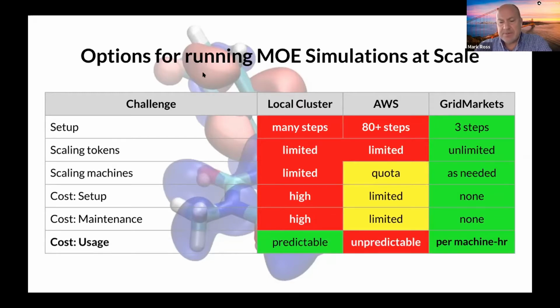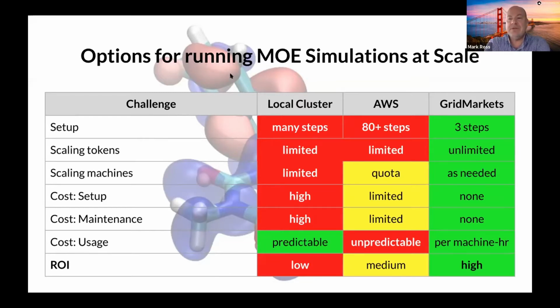And on a cost basis for a usage basis, the GridMarkets solution, as mentioned, is priced on a per machine hour basis, which is all inclusive. Whereas in the case of AWS, you have a bill at the end of the month, which is extremely difficult to predict. And of course, the local cluster typically will involve capital costs and other ongoing expenses to maintain and to use. So the GridMarkets solution, in short, from a usage perspective, is superior. Lastly, return on investment. The GridMarkets solution is you pay for it only as you are using it. So it has a very high return on investment as a consequence.